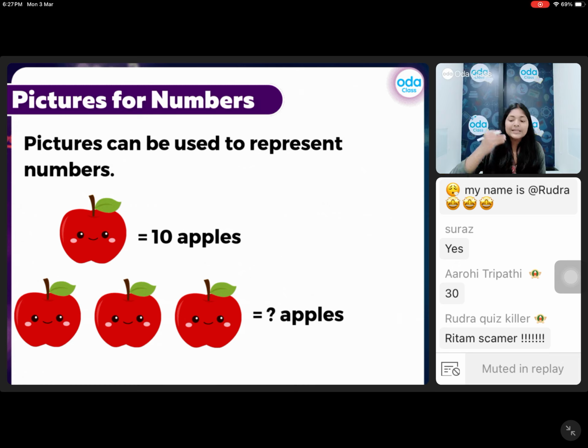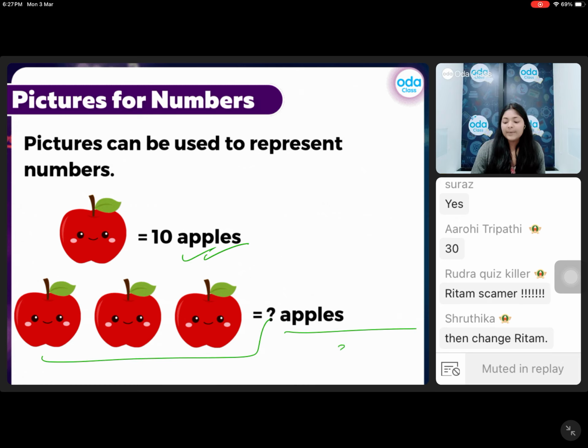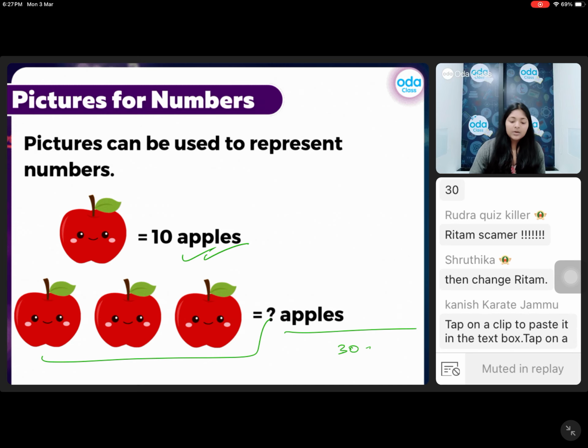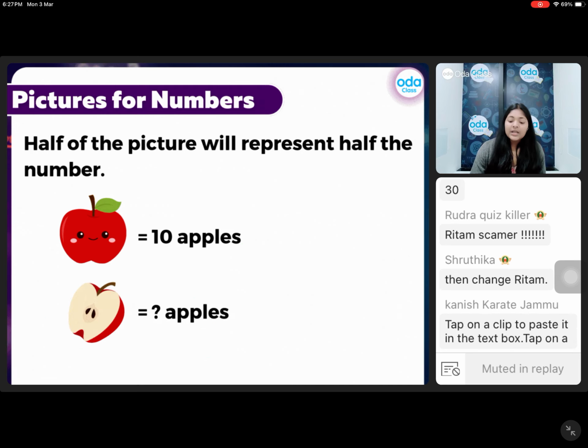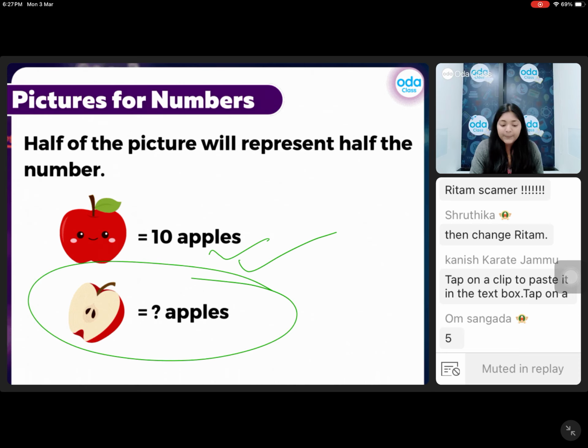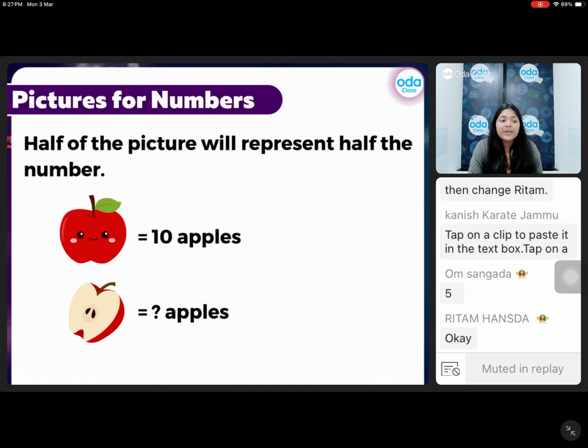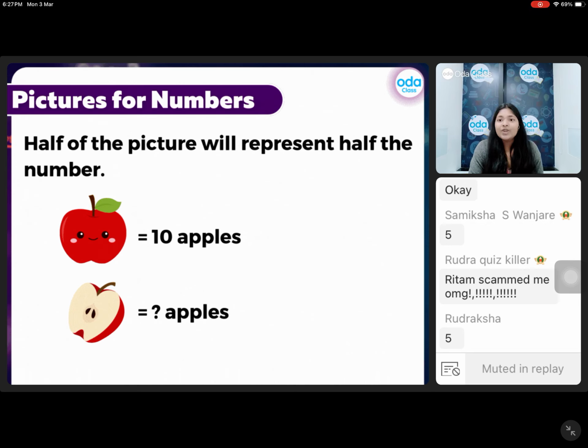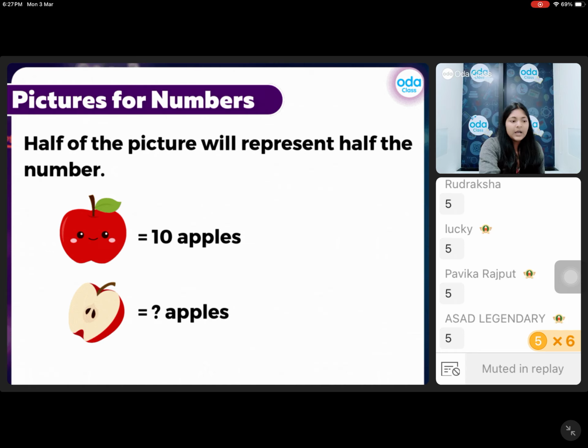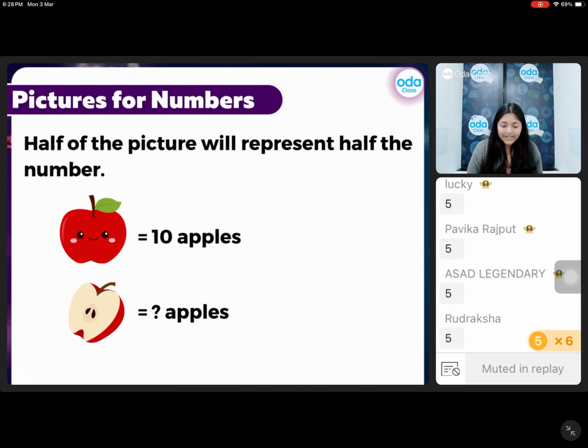I'm telling you, we will slowly level up. One apple is representing 10, so 3 apples will be representing 30. Okay, now tell me, if one apple is representing 10, what is the value of half apple?